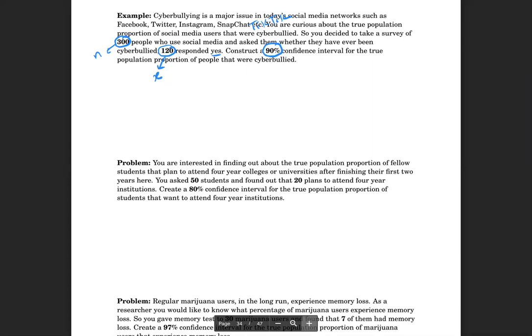Now, this cyberbullying confidence interval, again, is pretty straightforward. Let's find the easy stuff first. P hat is X over N. What is it going to be? Can I have a volunteer for that, please? Some volunteer, please. Mercedes, what is P hat?